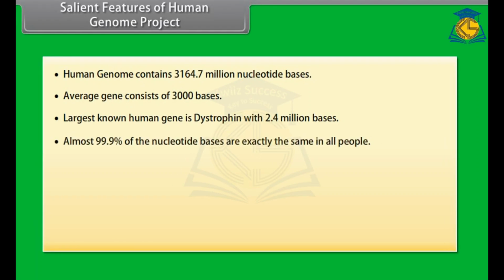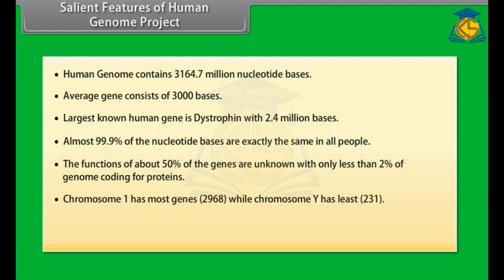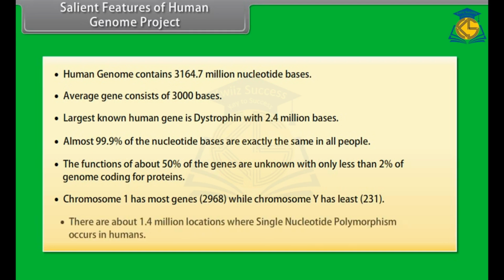Almost 99.9% of the nucleotide bases are exactly the same in all people. The functions of about 50% of the genes are unknown, with less than 2% of the genome coding for proteins. Chromosome 1 has the most genes, 2,968, while chromosome Y has the least, 231. There are about 1.4 million locations where single nucleotide polymorphisms occur in humans.